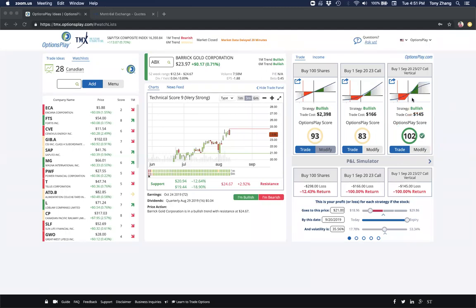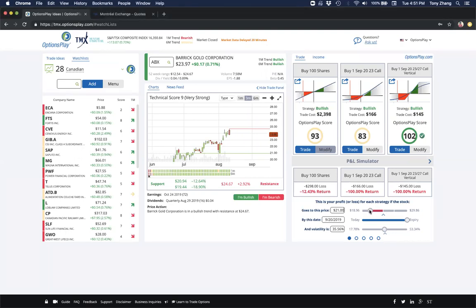So this one has the best risk to reward ratio because, as you saw before, if the stock goes in my favor, I make the highest return. If the stock goes against me, I lose the least amount of money. And that's really the risk to reward factor that we're looking for. This strategy here on the right gives us the best risk to reward out of the three strategies here.